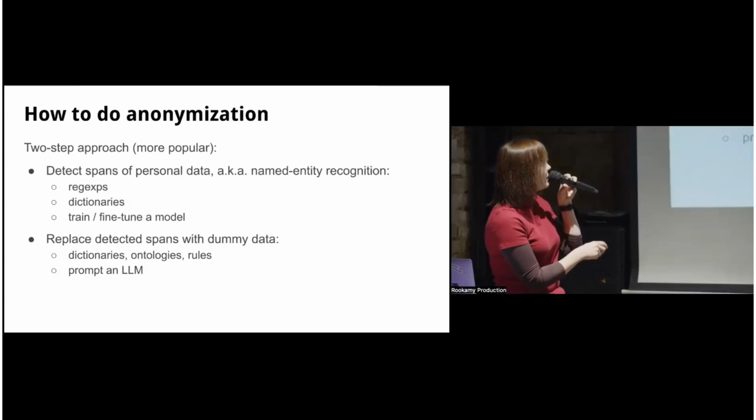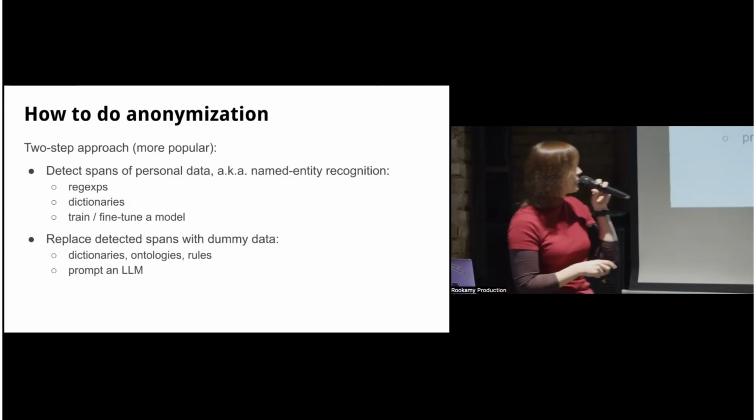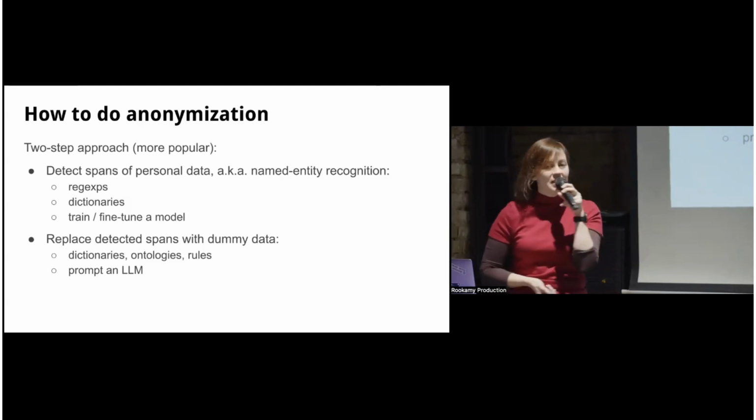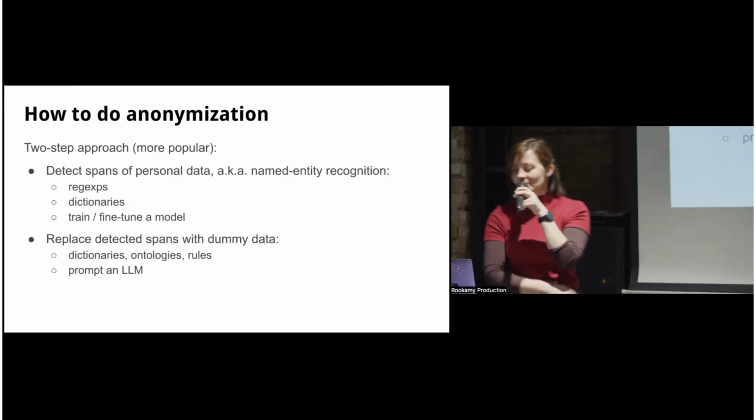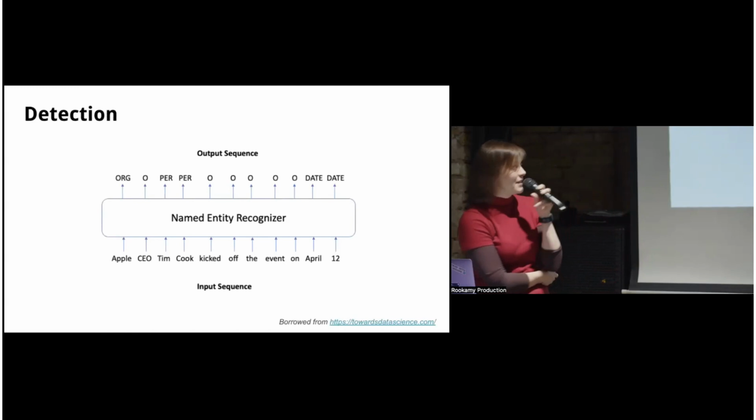For detection, for replacement, this is a more interesting part, and we're going to discuss how to use dictionaries or ontologies or rules for that. You can also prompt an LLM, but there are some problems with it. We will also get to that. So let's start with detection.